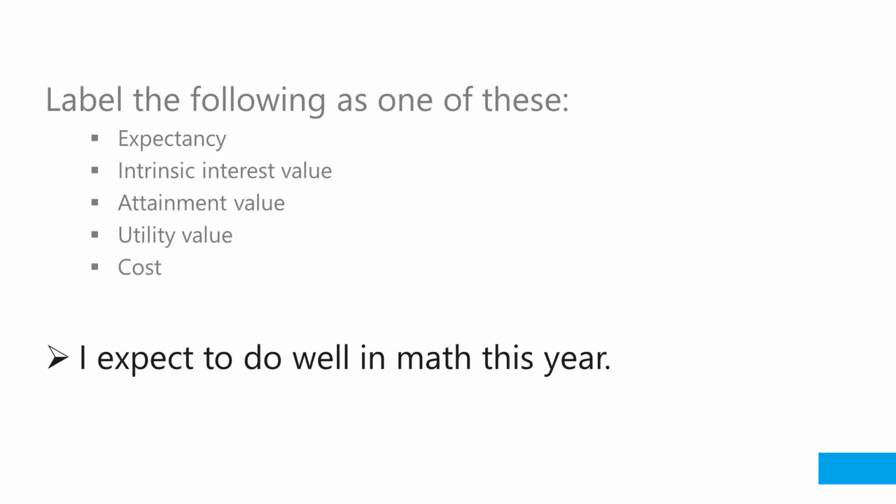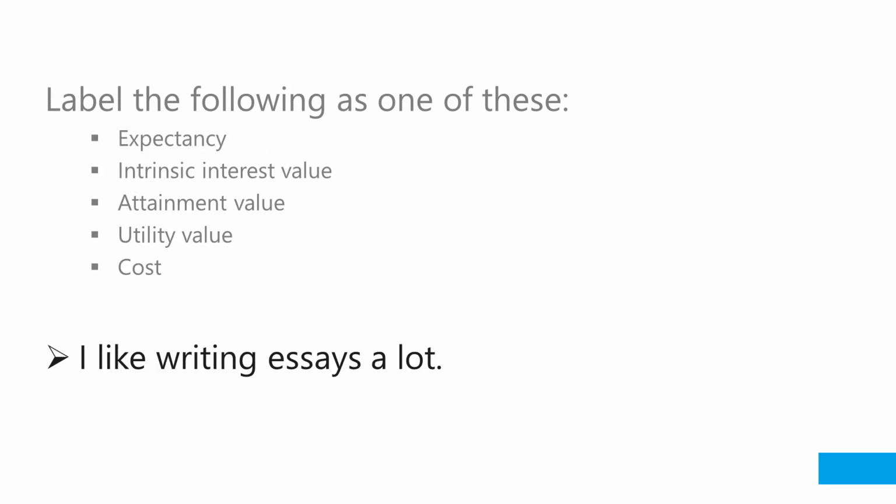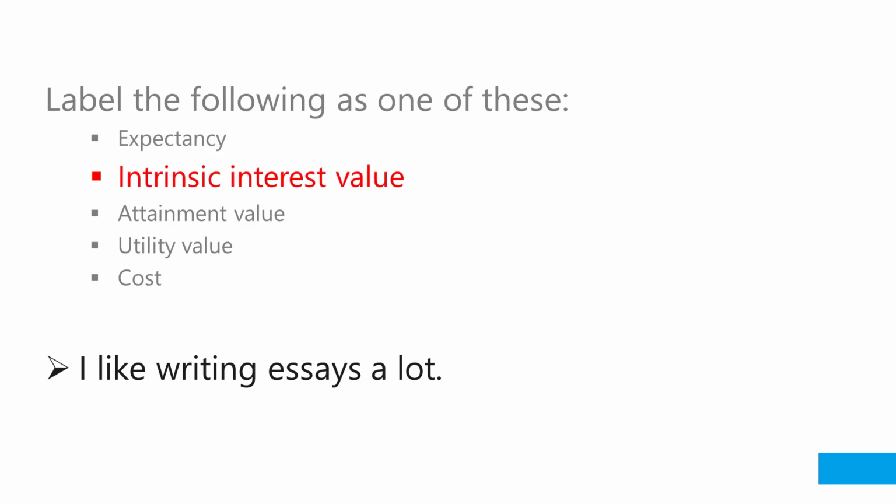I expect to do well in math this year. This is a very clear example of expectancy, because it directly relates to expectations for doing well in the future. I like writing essays a lot. The key word here is like. Like indicates that the person enjoys it, which is a definition of intrinsic interest value.